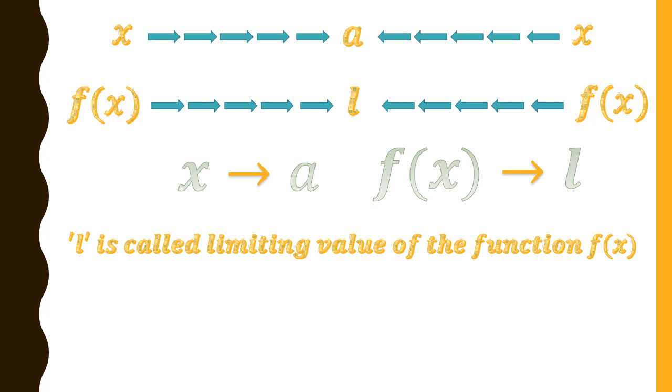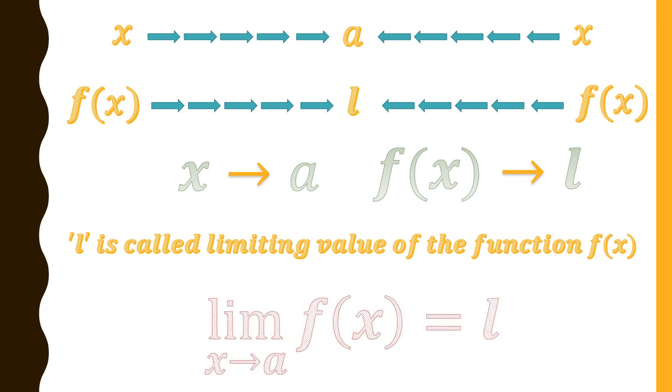So here L is an important factor, and we write this symbolically as limit x tends to a, f(x) is equal to L. The concept of limit is that when the value of x tends to a constant value a, the function's value, that is f(x), tends to another constant value L. That L is the limiting value of the function f(x), the actual value of the limit, and symbolically we write it as limit x tends to a, f(x) is equal to L.